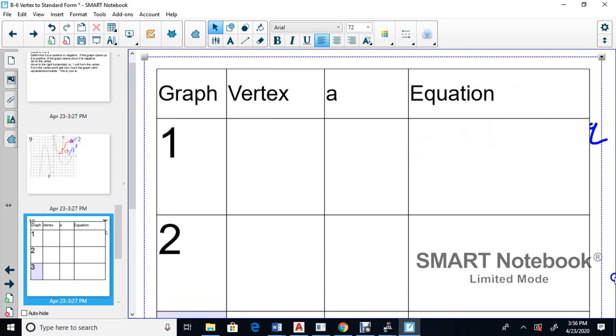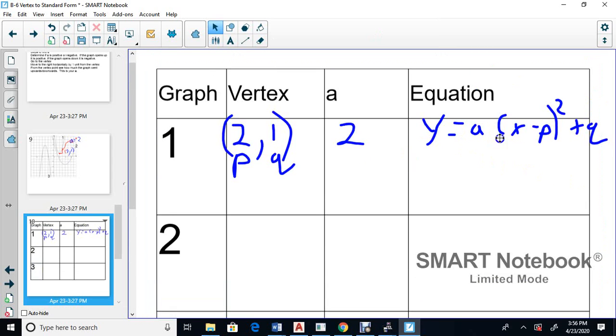Okay, let's get out of the graph, the table, and here it is. Let's put in the P and the Q and the A. So let's write it in. A is 2, so you put 2 here. P, so over here, P is here.